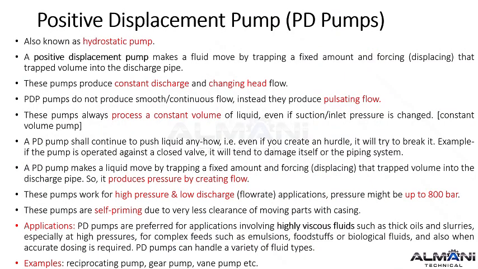Positive displacement pumps, or hydrostatic pumps, move fluid by trapping a fixed amount and forcing it into the discharge pipe. They deliver a constant volume, even if pressure changes, but produce a pulsating flow. Ideal for high-pressure, low-flow applications, they handle viscous fluids, emulsions, and precise dosing. Examples include reciprocating, gear, and vane pumps.